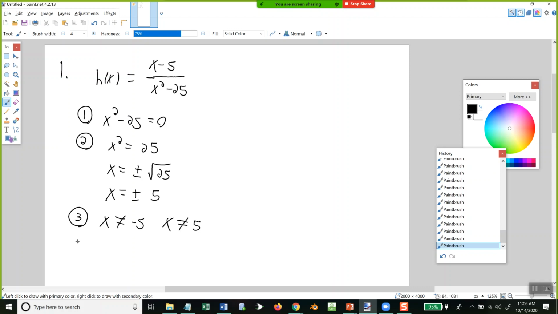Now writing that in interval notation, that goes from negative infinity to our smallest number, union our smallest number to our largest number, union our larger number to positive infinity. Parentheses on everything. That's how you write everything except for negative 5 and 5 in interval notation.